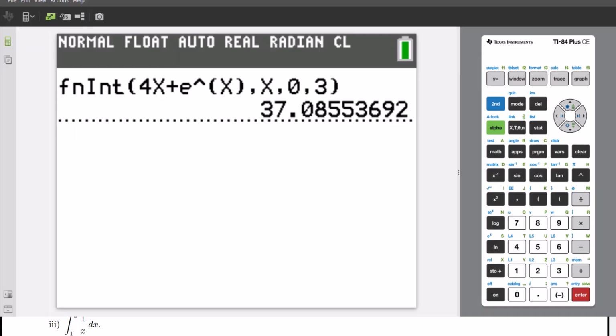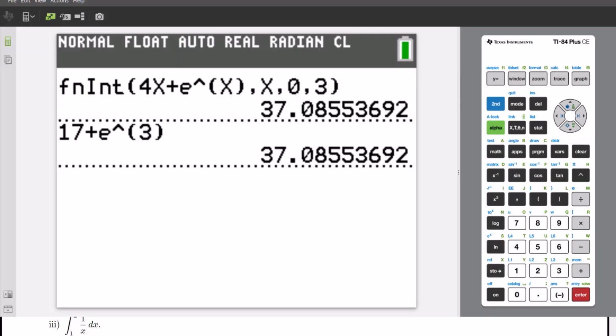So this is why this method, again, is not super acceptable, especially on quizzes and exams, because usually we want exact answers, but this method always gives us a decimal, which is not always useful because it's not the exact value. Now let me confirm that this matches our answer by putting in the solution that we got and comparing the decimals on screen. As you can see, they're both the same. So 17 plus e cubed is more correct though, because it's technically the exact value.